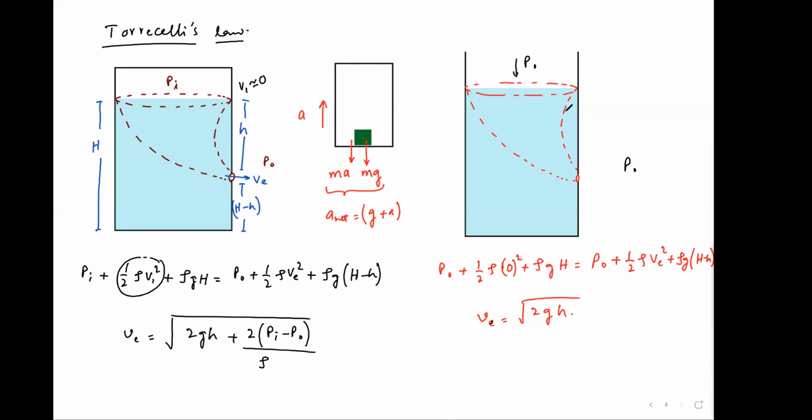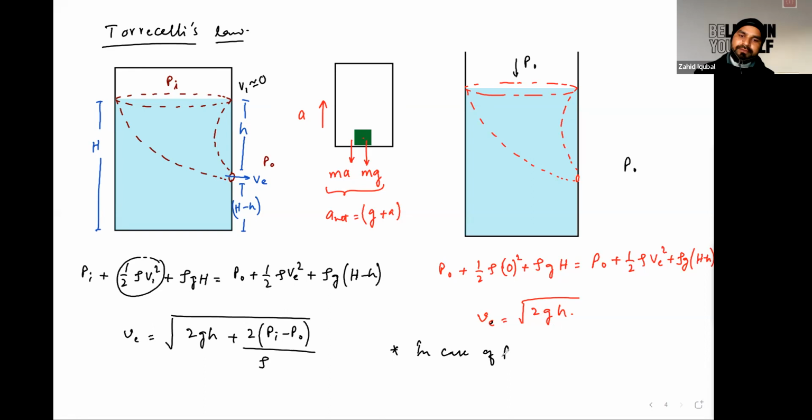Yes, sir. So if you drop this particular tank under free fall, net acceleration will become 0. So if you put net acceleration in this expression, velocity of ejecting liquid will be 0. It means there will be no ejection of liquid under free fall. Is it clear? Yes, sir. In case of free fall, net acceleration will be 0. So velocity of ejecting liquid will be 0.